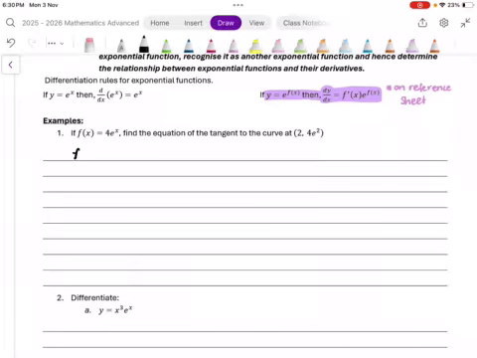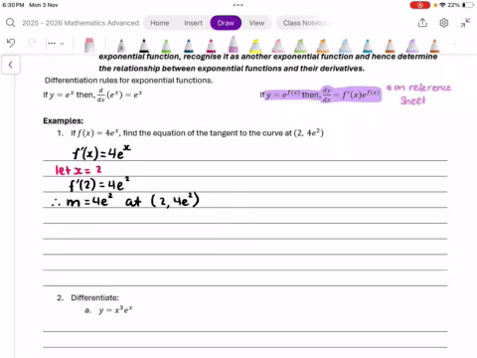So if we were to differentiate this, we just have a coefficient of 4 that stays the same, and the derivative of e to the x is just e to the x. What we then do is we let x equal our x value in here, which is 2. So we substitute in 2 into our derivative. So f dash of 2 is 4e to the power of 2. And so what this means is we therefore have that our gradient of our tangent is equal to 4e squared at our point (2, 4e squared).